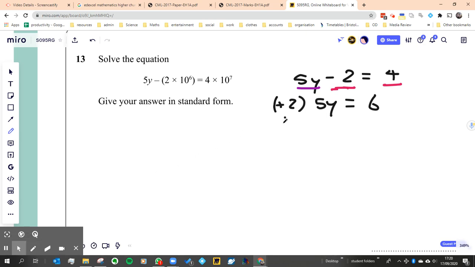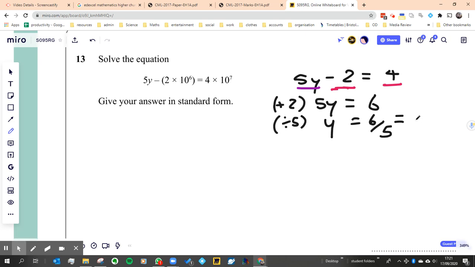Right, so this time we divide by 5. Both times, 5y divided by 5 would be just y. And of course, we've got to do it to the other side as well. So 6 over 5. And, well, what's 6 over 5 then? Yeah, good, it's 1 and 1/5. Now, 1/5 is 0.2, so 6 divided by 5 would be 1.2, if we want to write it in decimal. So that's how you would do it if the numbers were a little bit easier.